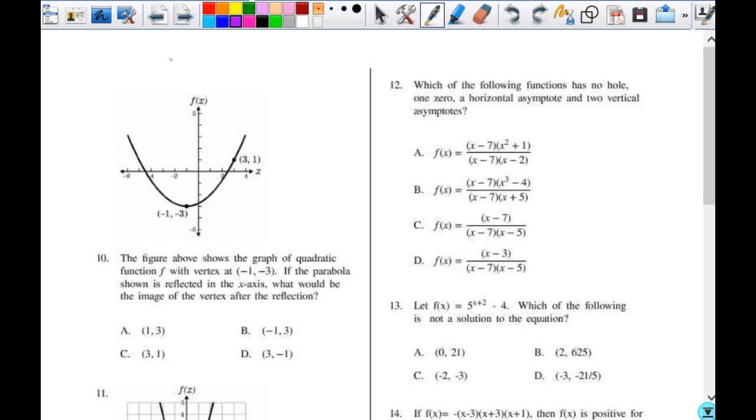All right. Number 10. The figure above shows the graph of a quadratic function f with vertex at -1, -3. If the parabola shown is reflected in the x-axis, so we are reflecting in the x-axis.